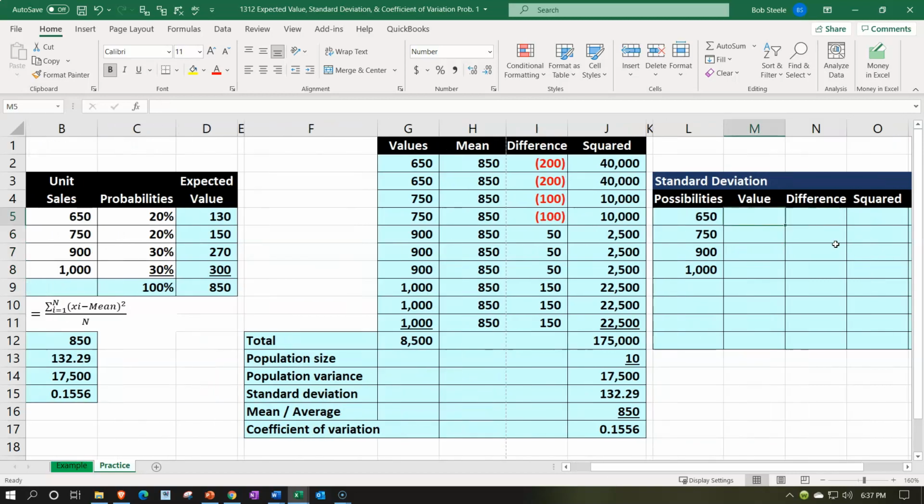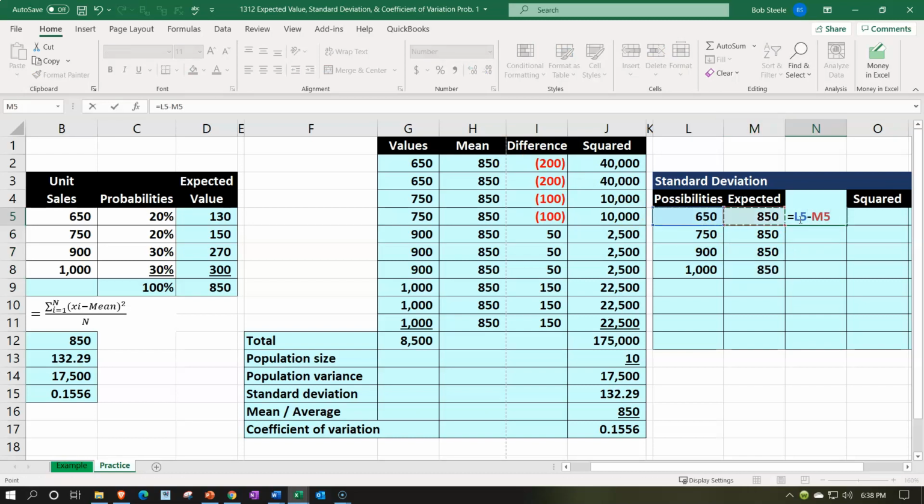Then we'll take a look at, this is going to be the expected value. Expected value. I lost the expected here. Let's say expected. We'll keep it just expected. And then I'm going to say this is going to be equal to one above it. And notice that's basically the average of the mean, right? And so we'll copy that down. And then the difference is going to be the 650 minus the 850, the 750 minus the 850, the 900 minus the 850, and then the 1000 minus the 850.